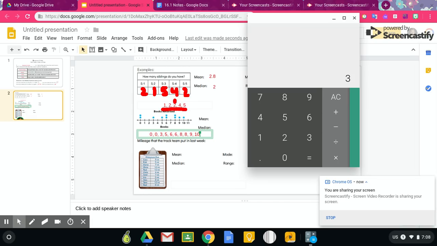So 3 plus 5 plus 6 plus 6 plus 2 eights, 1 nine, and 1 ten. So 55, and then I already said there were 10 data points. So 55 divided by 10 is going to give me 5.5. So your mean is 5.5.